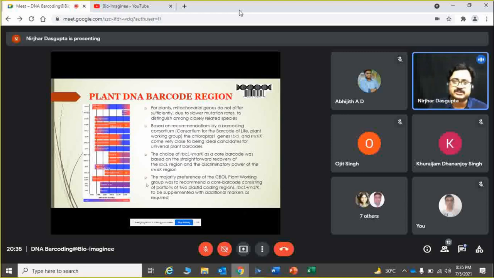So you have to take into consideration RBCL and MATK, and along with that a few other genes. Any one among these genes can be tried. What we have found out is that different groups of plants give better results with different markers. These two, RBCL and MATK, are very common, but many other genes or loci have been found out.